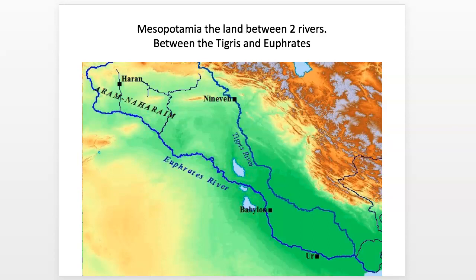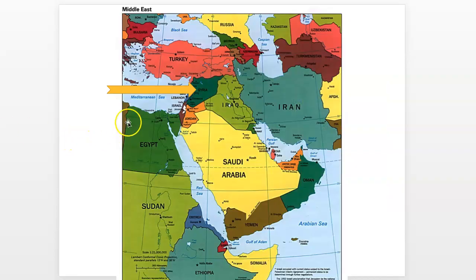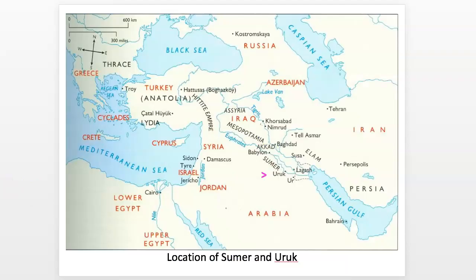The first people group we're going to look at are the Sumerians. And I just want to give you context on the modern map globe where it is. It's right over here. This is what we're talking about, Mesopotamia.